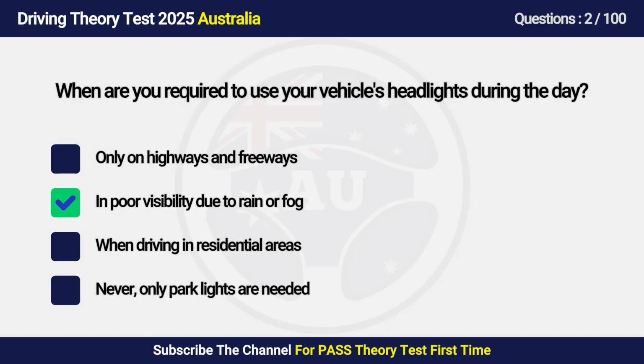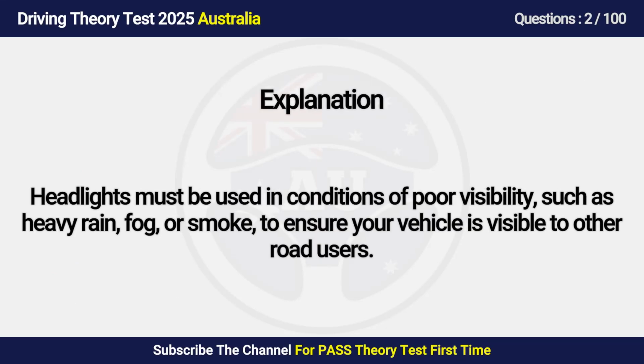Answer is B. In poor visibility due to rain or fog. Headlights must be used in conditions of poor visibility, such as heavy rain, fog, or smoke, to ensure your vehicle is visible to other road users.